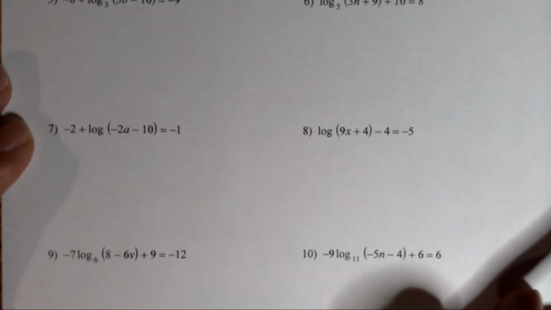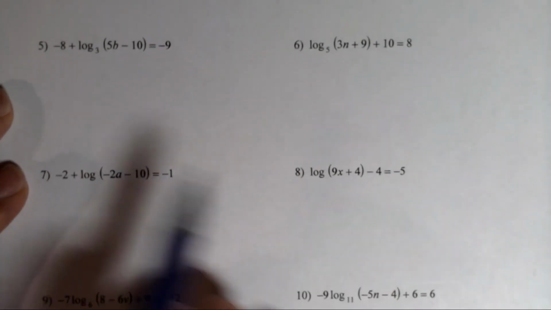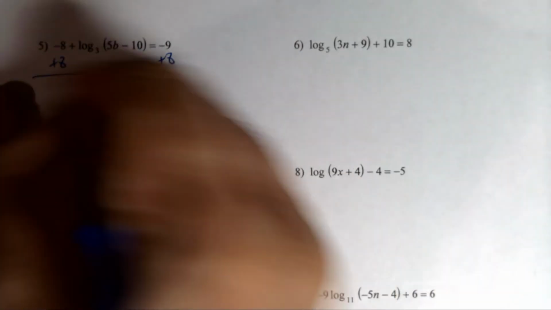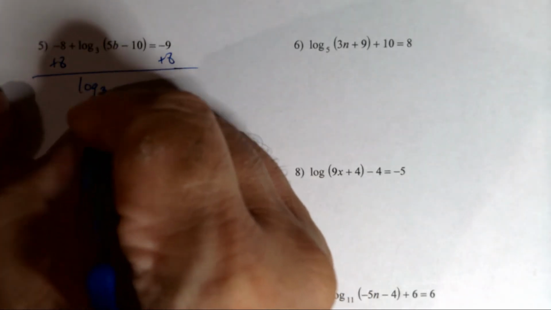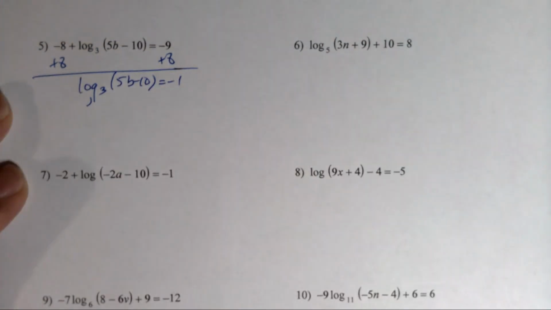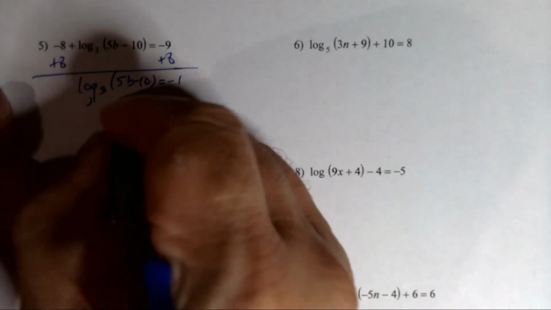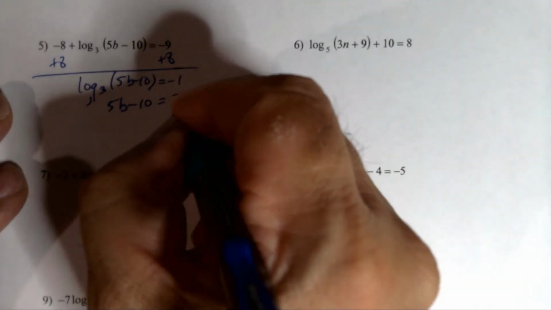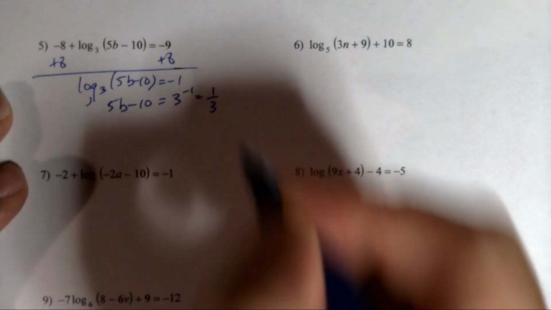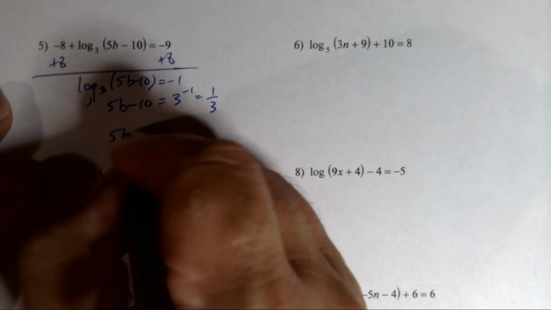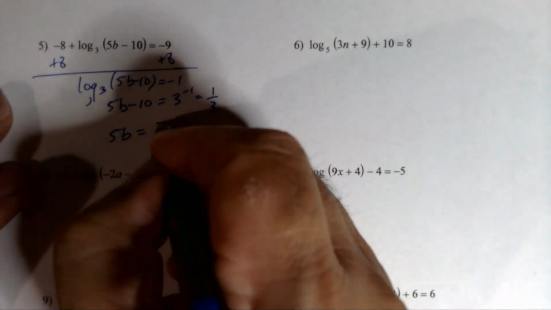Okay, here we go. So you're going to add 8 to both sides. Add 8, add 8. So that's going to be log base 3 of 5b minus 10 equals negative 1. So you're going to say 5b minus 10 equals 3 to the negative 1. Well, 3 to the negative 1 is 1/3. Don't forget that. So you're going to add 10 to both sides. So it'll be 5b equals 31/3.